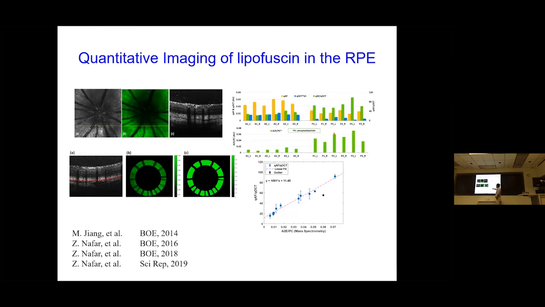So here is a result with a rodent. It's a rat. We have pigmented and albino rats. When we quantify the concentration of the fluorophore, you can see all the different attenuation factors are removed by our technique. So we can reveal the true quantity of the fluorophore in the RPE cells. The vertical axis of this curve is calculated from our measurement, and the lateral axis is quantified by mass spectroscopy. Then you can see the very good correlation.